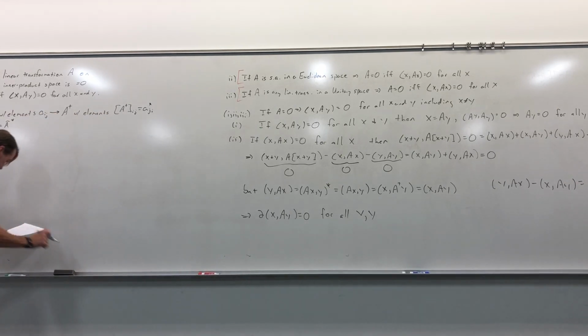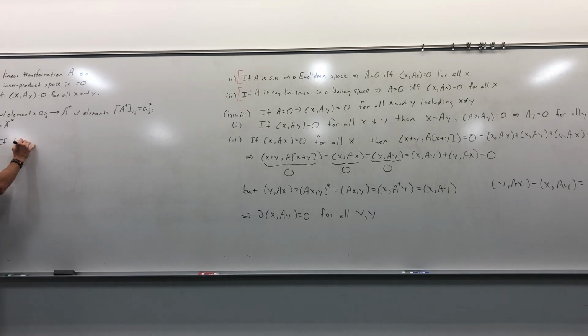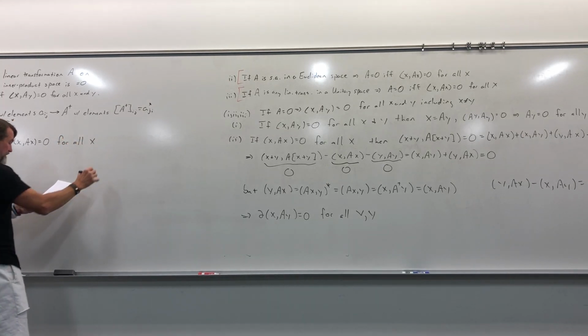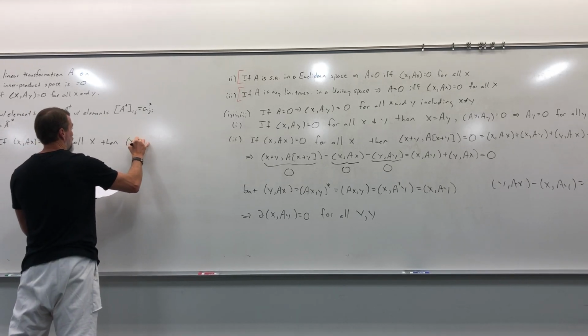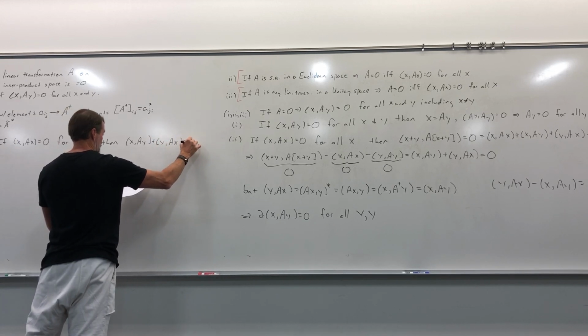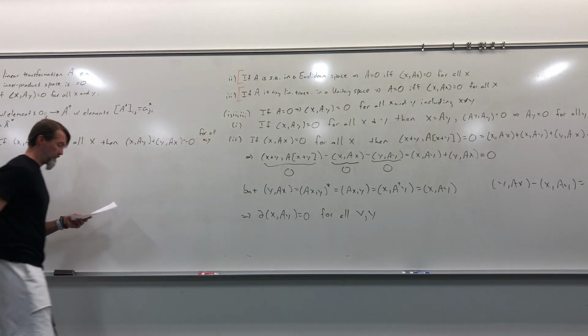All right. So for the third part, we can actually use part of the second proof. So if xAx equals 0 for all x, then following 2, we have xAy plus yAx equals 0 for all x and y.